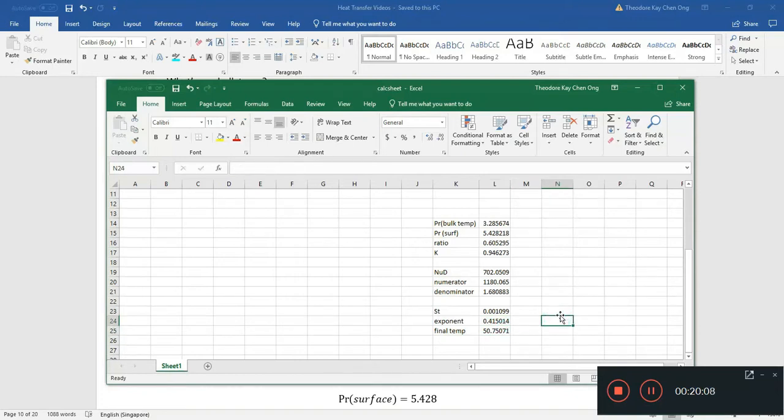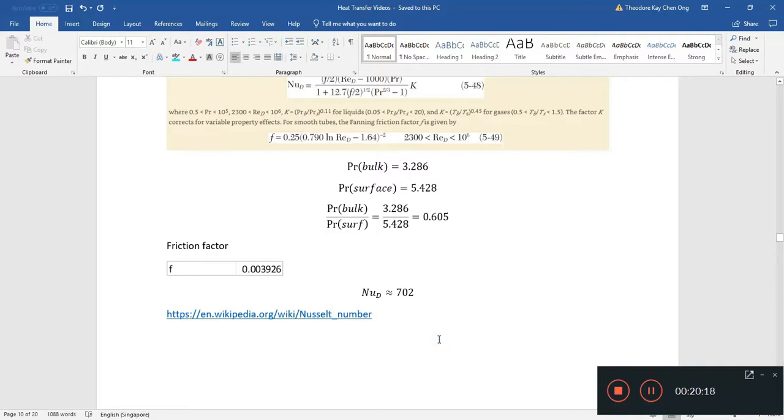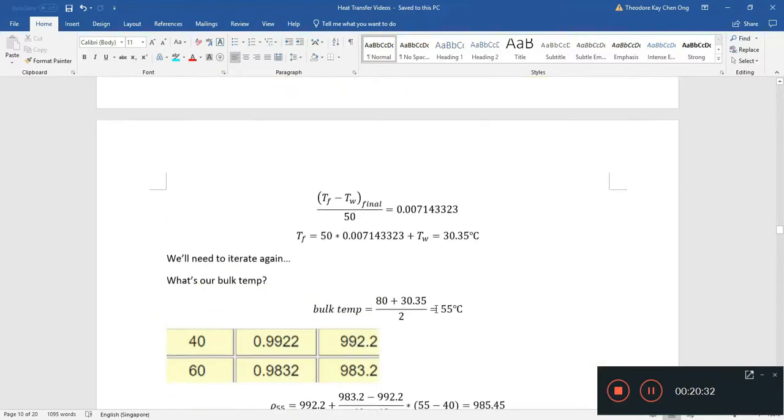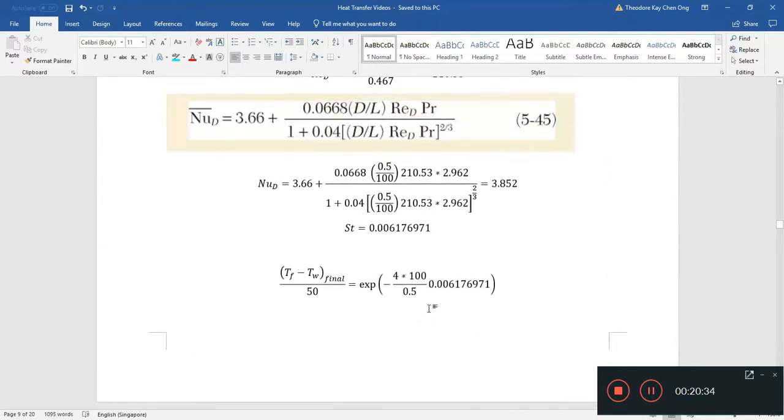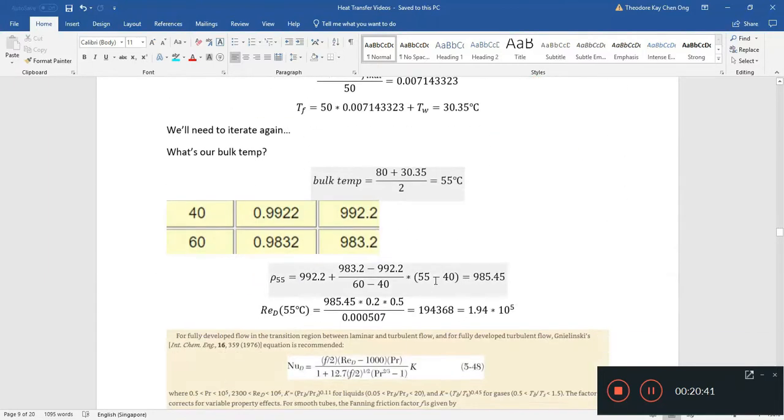Okay, so we'll go through it again. Final temperature, now at 51 degrees C. We get a final temp of 51 C. So this is the third iteration, probably because I made the mistake with the Reynolds number earlier. All right, so we can do it again.